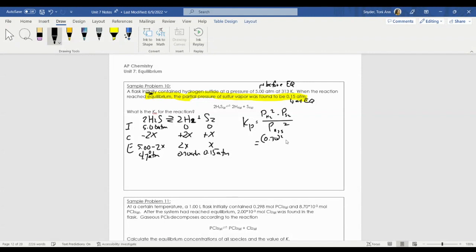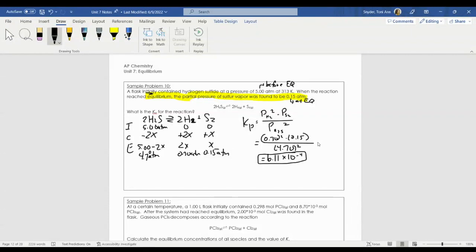I'm going to square that, times my partial pressure for sulfur, which is 0.15, and I'm going to put that over right here, my 4.7, which is squared. I'm not putting units in here just to make our life a little bit easier. And we should, in fact, see that we get a very small value. It's 6.11 times 10 to the negative 4th.